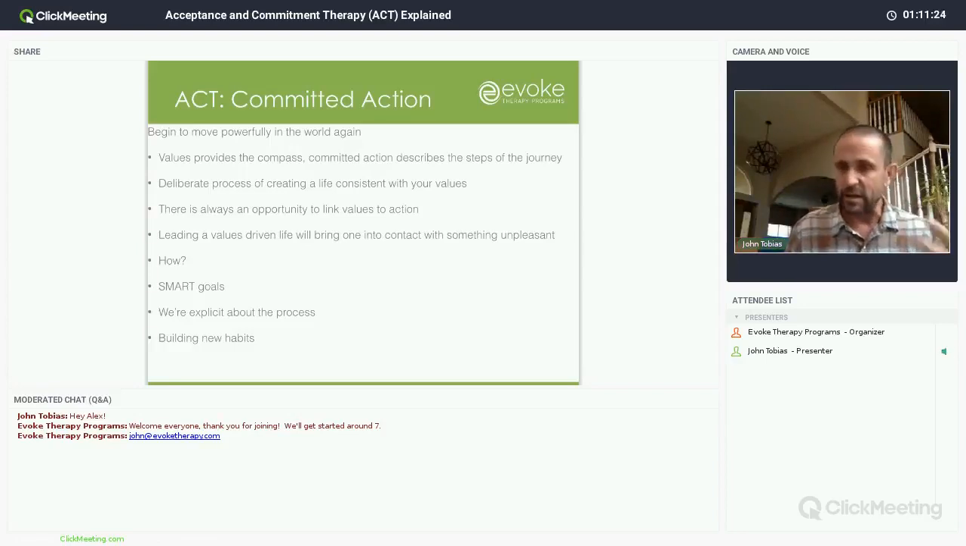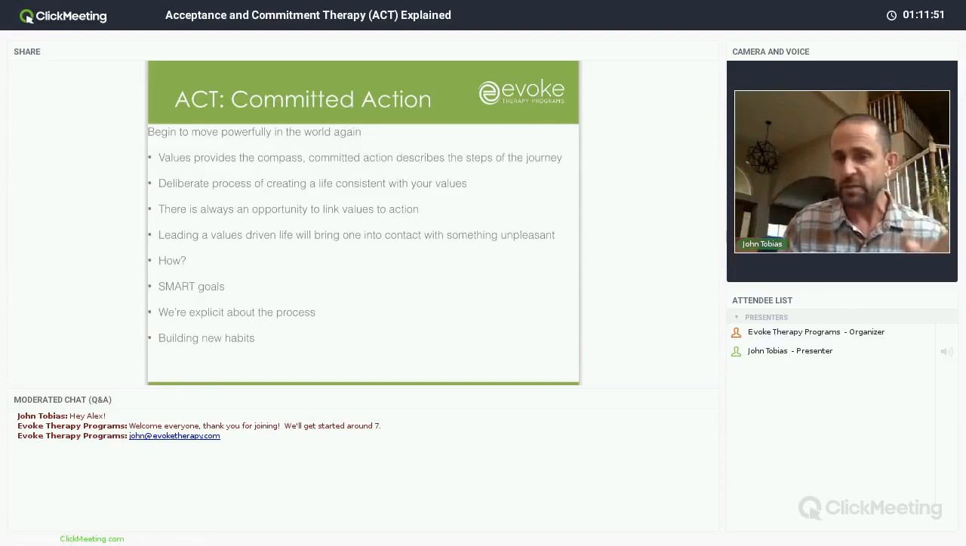So it's really a practical, pragmatic process to help clients, one, get clear about what matters most to them in their lives, and then two, begin the very explicit process of identifying on a daily basis goals that they want to set in service of their values, hence beginning to move powerfully in the world again.